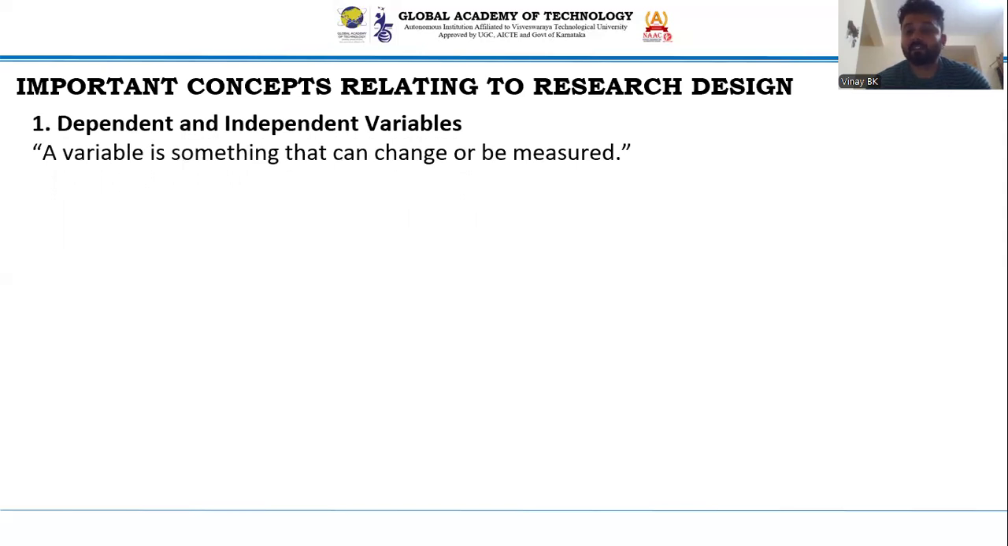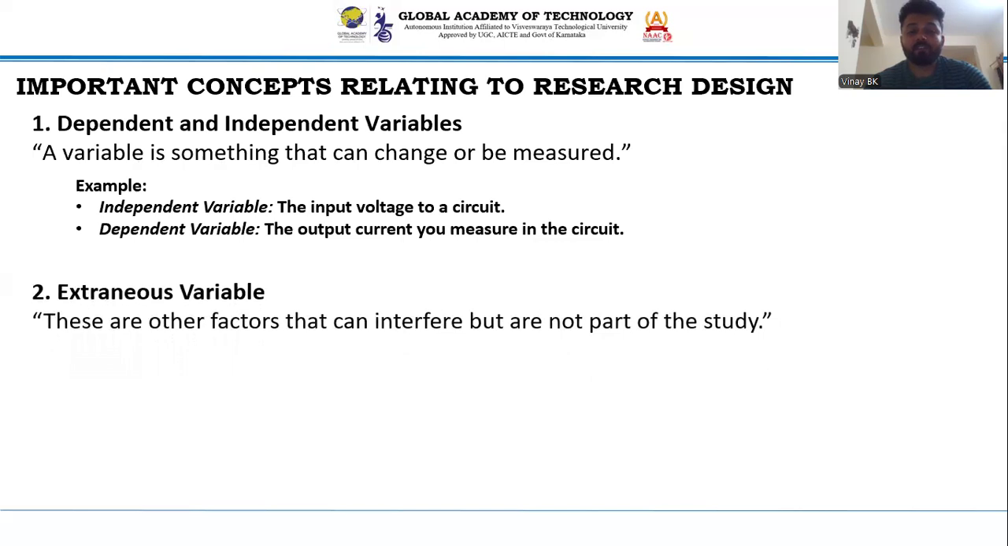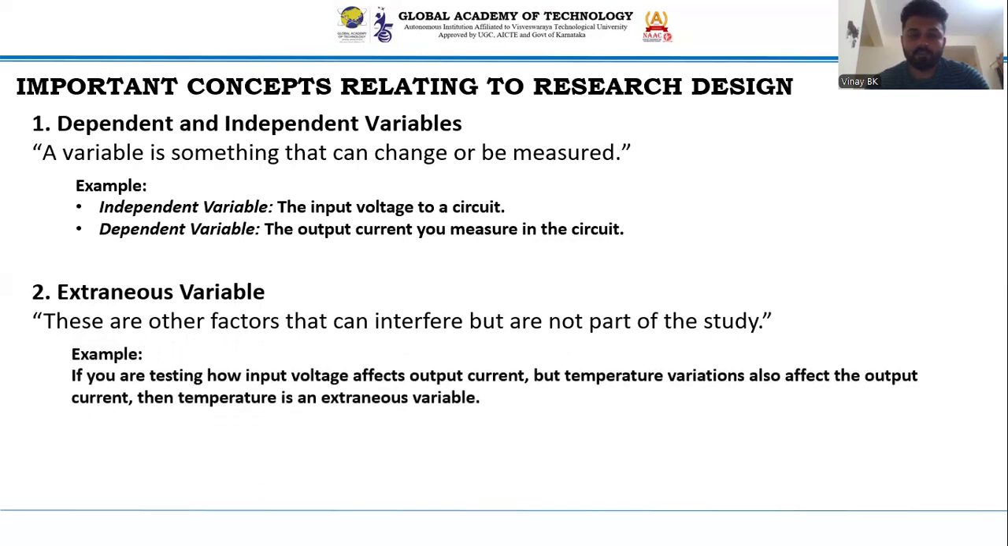A variable is something that can change or be measured. Independent variables and dependent variables, for example, the input voltage to a circuit is independent, but the output current is dependent on the input voltage. Extraneous variables are the other factors that can interfere but are not part of the study. For example, if you are testing how input voltage affects output current, but temperature variations also affect the output current, then temperature is an extraneous variable.